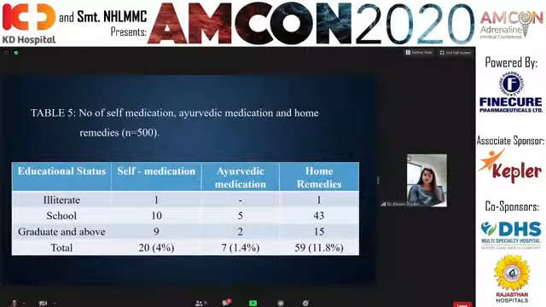Also, table 5 shows us the number of self medications, Ayurvedic medications used, and any home remedies in the 500 females. We tried to compare the educational status of the females with the amount of self-medication, Ayurvedic medication and home remedies. We found that illiterate females were just 3% of our population, and very few illiterates did something on their own. The literate females, the school educated or the graduates and above, were more into self-medication and home remedies.